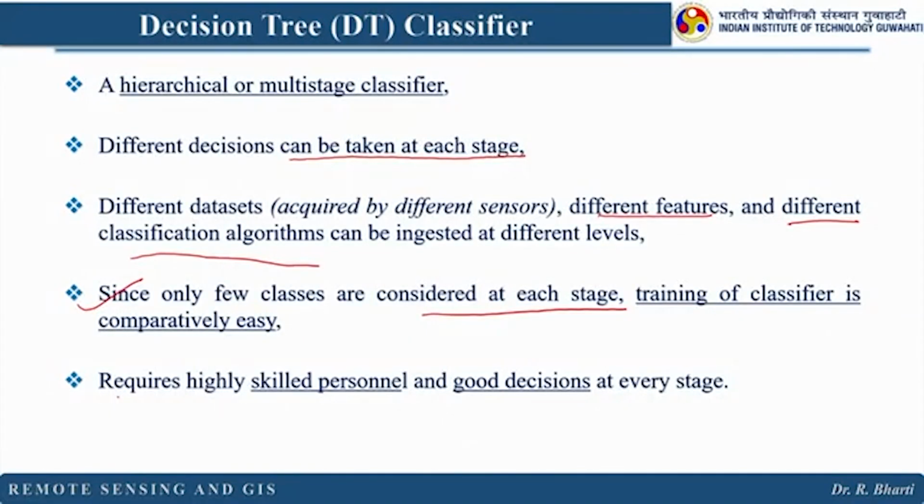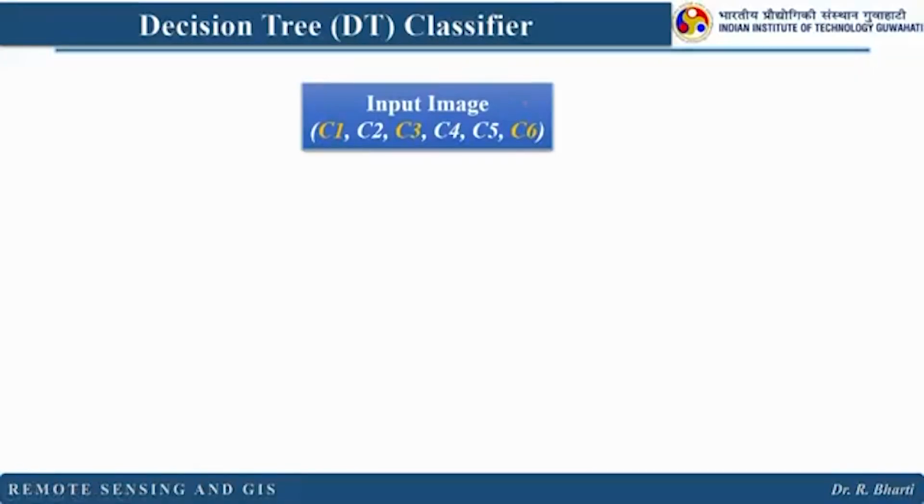But as I told you that errors will be more here, because you will have several stages and each stage requires some decision, right. So, if you are not very careful, then you will have more error in your classified image. So, that is why you need to have a skilled personnel and a very good decision maker at every stage, right. So, let us take one example where we have a input image and I want to classify this image into C1, C2, C3, C4, C5 and C6 classes, right.